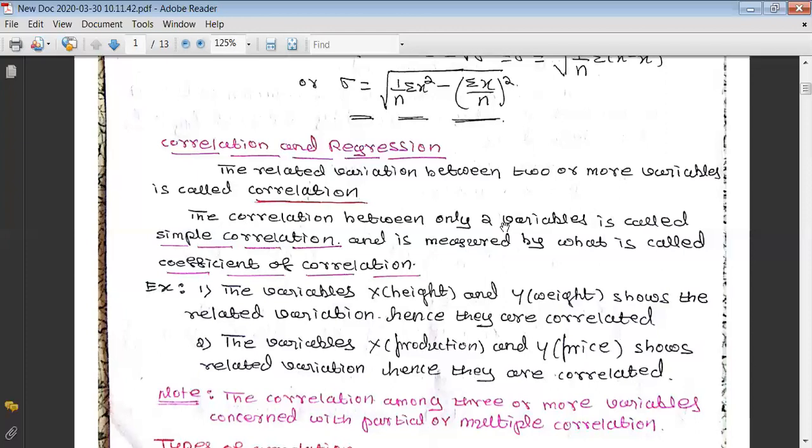Means these two variables show the related variation. Hence, we say that they are correlated. And we can go on to give many examples in that fashion. And let us deal with one more.